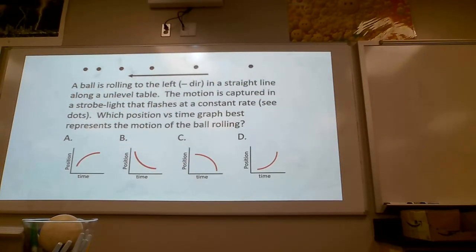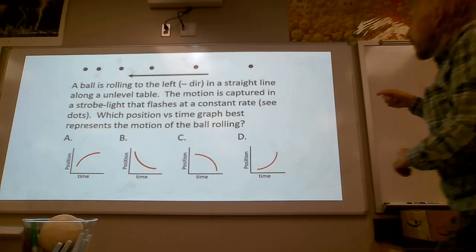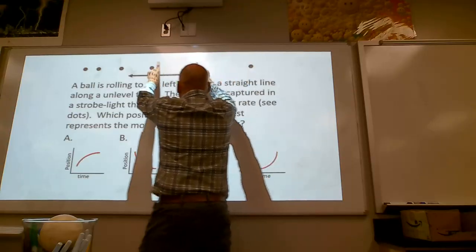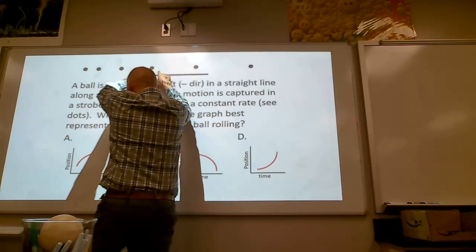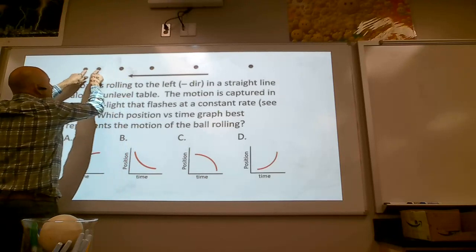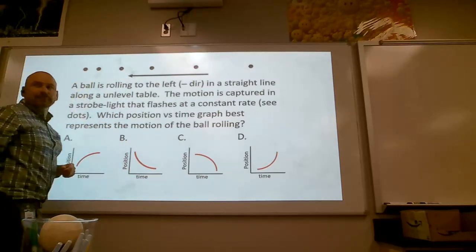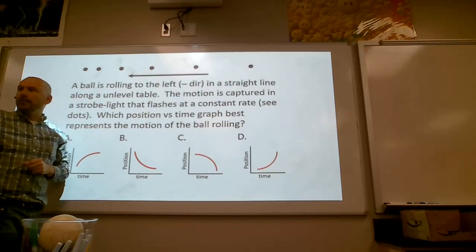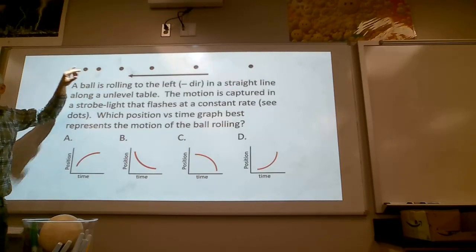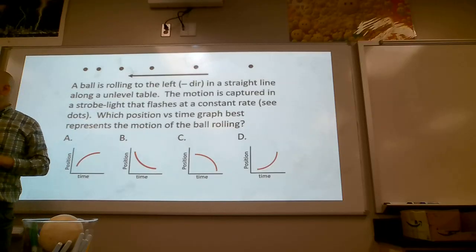Here's the correct way to think about it. Flashes are happening at equal time intervals. One Mississippi covers this distance. Two Mississippi covers this distance. Three Mississippi, four Mississippi, five Mississippi. It is not covering much distance. Okay, and this last five Mississippi.